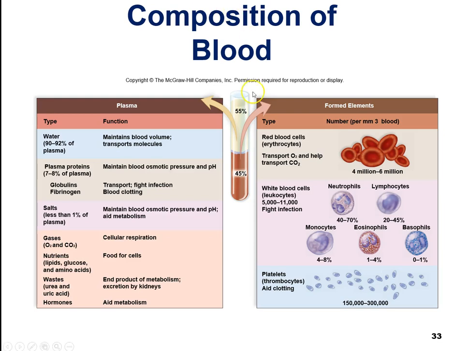Now if you look at the composition of the blood, you can see that it's made up of both plasma and formed elements. Plasma is a fluid matrix in which all of these formed elements sit.